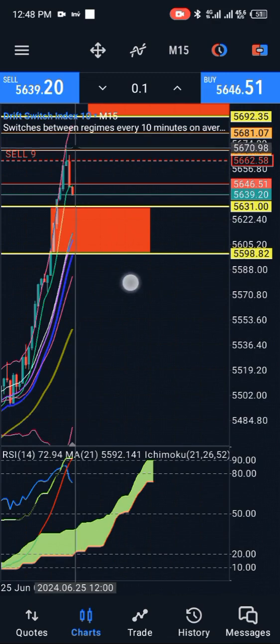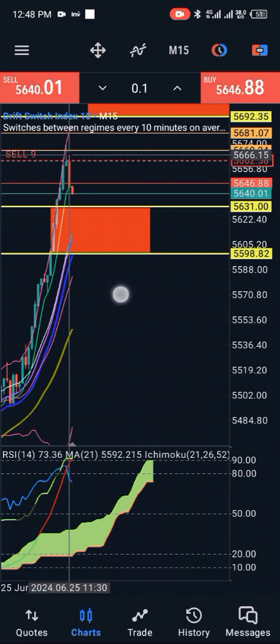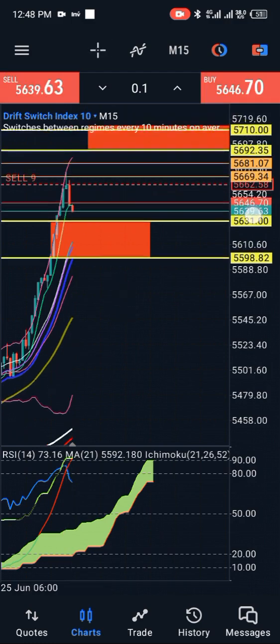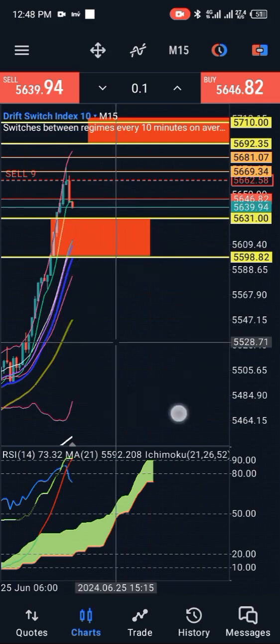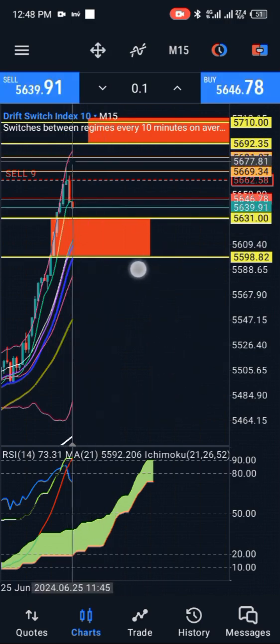I placed a sell here. This is my resistance. This is my tiny resistance at work. Assuming I did not look at my chart very well to get this particular one and this particular one, I would have lost this opportunity.